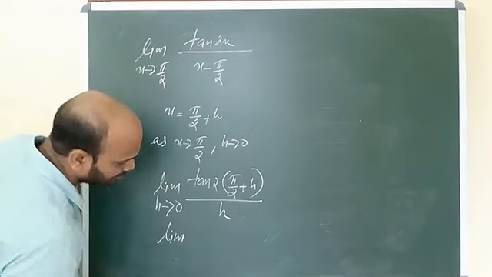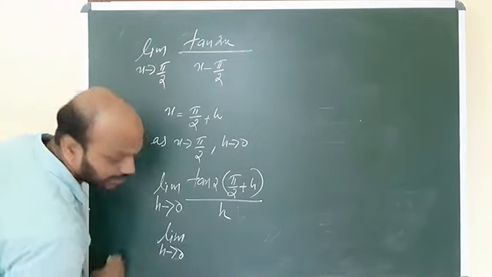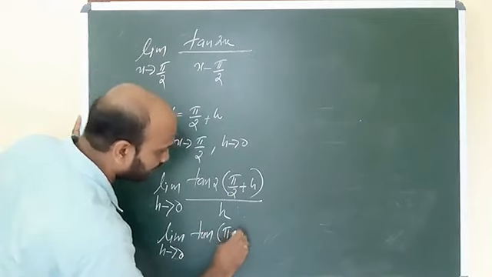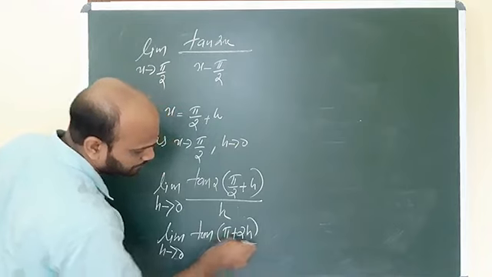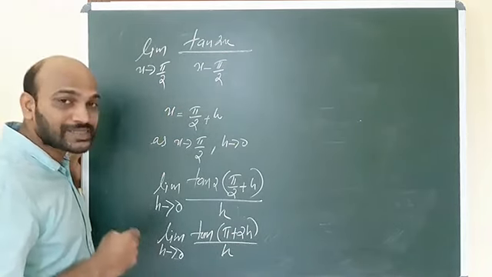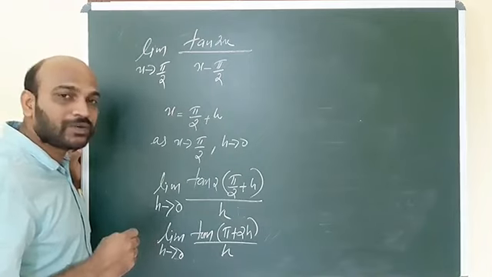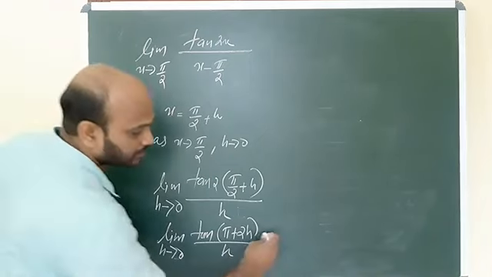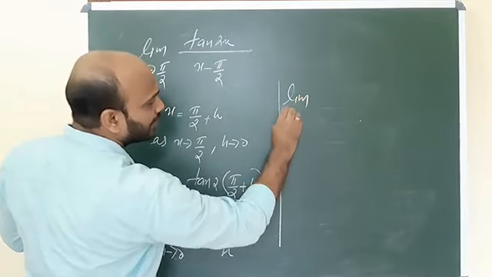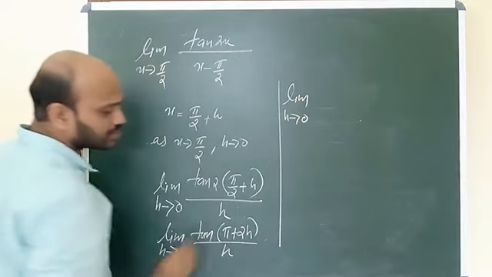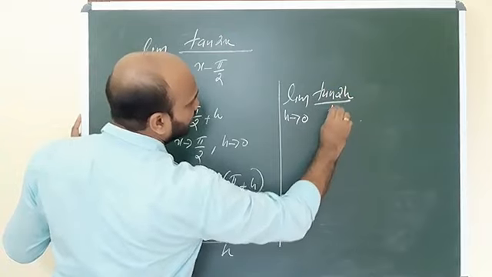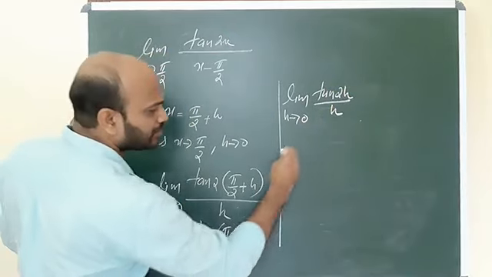Now we can expand this bracket. So we will get limit h tends 0, tan(pi plus 2h) by h. Now what is tan(pi plus 2h)? Tan(pi plus x) is tan x. So tan(pi plus 2h) will be tan 2h. So the last step I'll write here is equal to limit h tends 0, tan 2h by h. That's very simple.